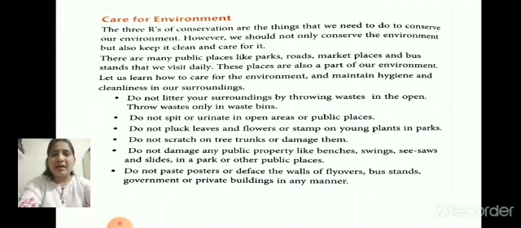Okay, so do not pluck leaves and flowers. All these things I taught you. Yes, in the previous video we have seen, don't pluck leaves and flowers in the parks or stamp on young plants in parks. Okay, do not scratch on tree trunks or damage them. Like people are doing, they are damaging the trees. So no, do not damage any public property like benches, swings, seesaws and slides in the park.